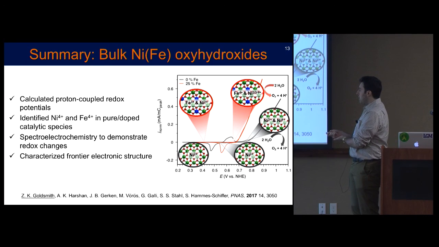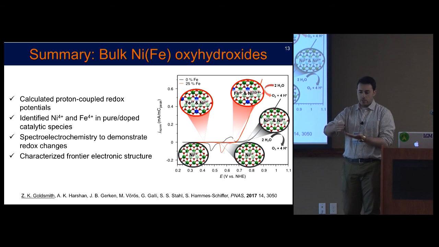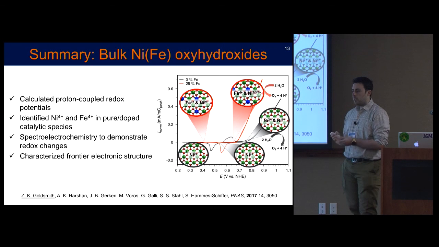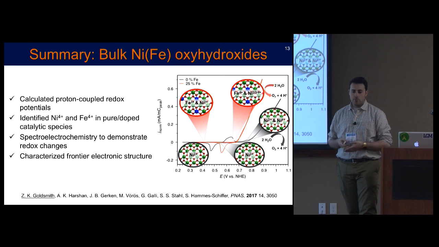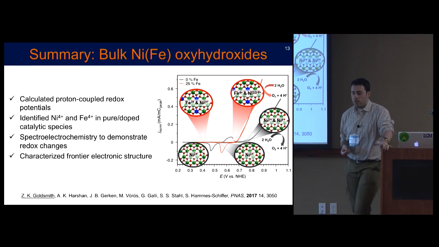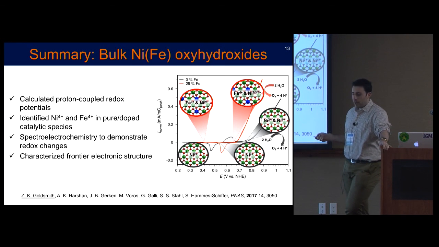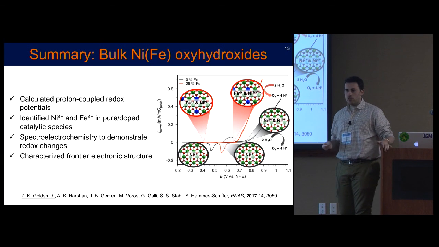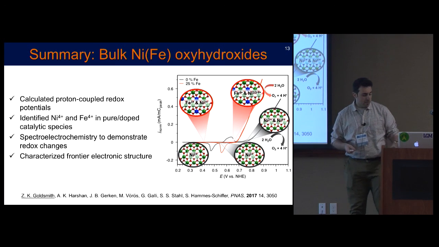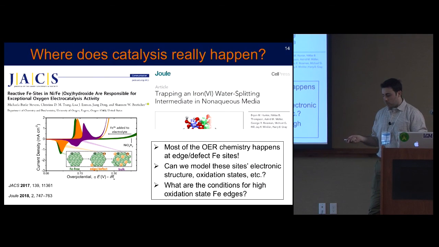I didn't talk about the nice experiments that our collaborators did in terms of the spectroelectrochemistry, but they actually showed that under an increasingly anodic potential, you can see in the UV-vis the redox changes play out as the material changes under increasingly anodic potentials. And then we characterized the frontier orbitals, or the frontier electronic structure, of the material and made some inferences about what that may mean for catalysis. So what is there left to do?